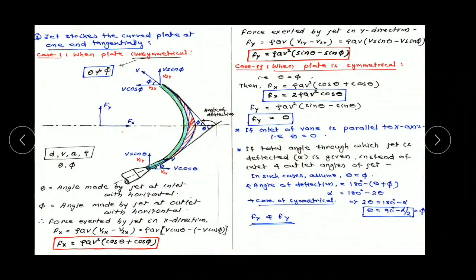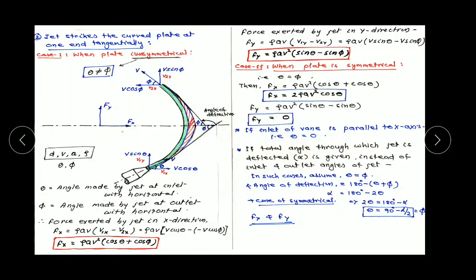Please pause the video and note on your copy. Jet strikes the curved vane at one end tangentially. That means this is the vane, the curved vane. The jet strikes from one end and leaves at the other. In this case, two cases arise. First case, when the plate is unsymmetrical, and the second is when the plate is symmetrical.